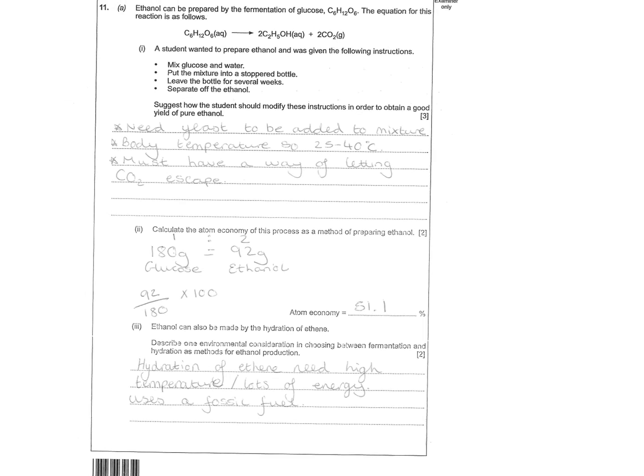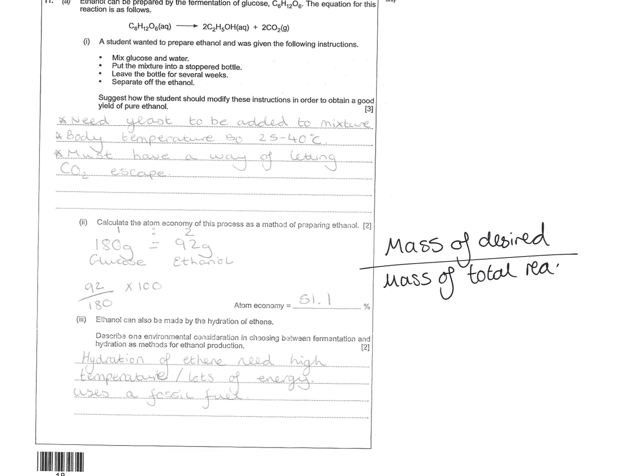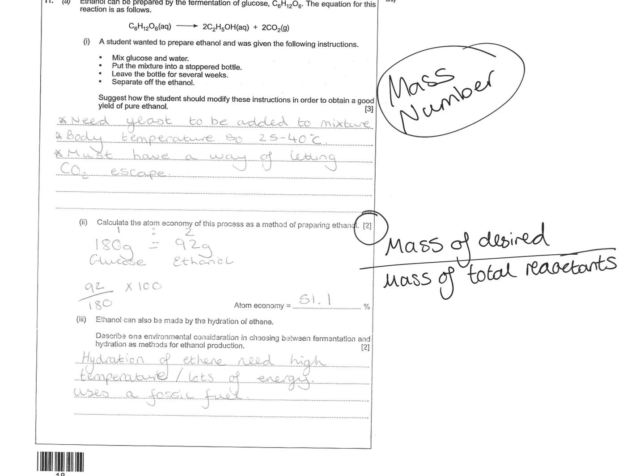Okay, so the equation for that is mass of desired product, just in case you couldn't remember, over the mass of total reactants. Okay, now sometimes they'll actually give you mass, sometimes they'll just ask you to work out Mrs. Okay, so you can use their mass numbers as well. Okay, so just be careful of that. Nice question for 2 marks though.